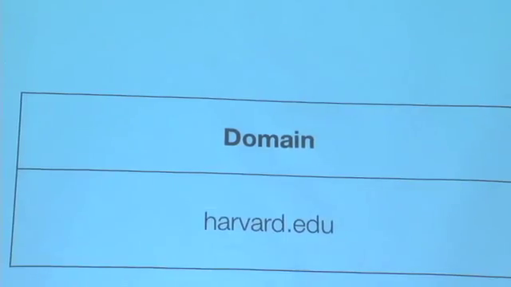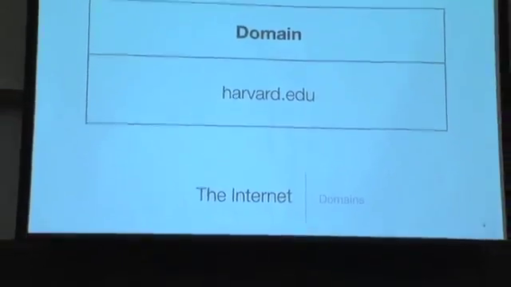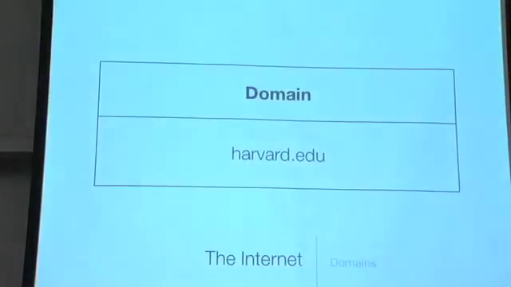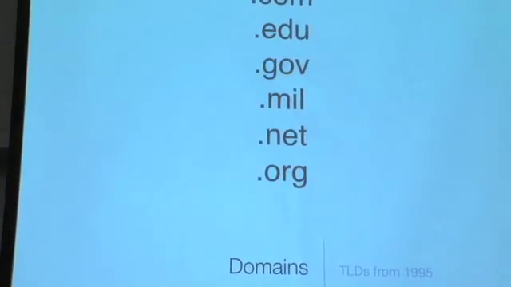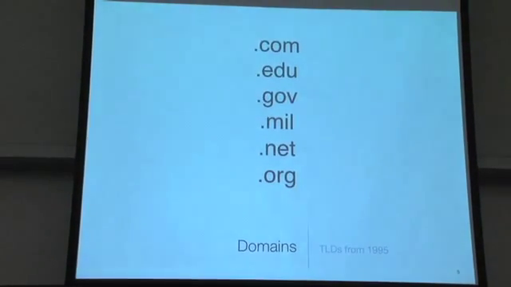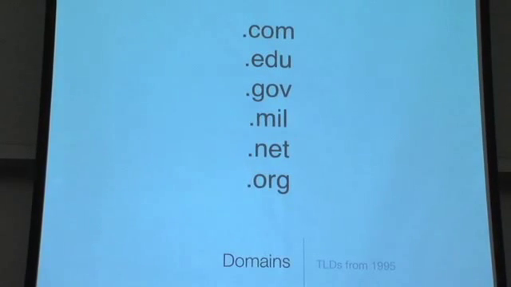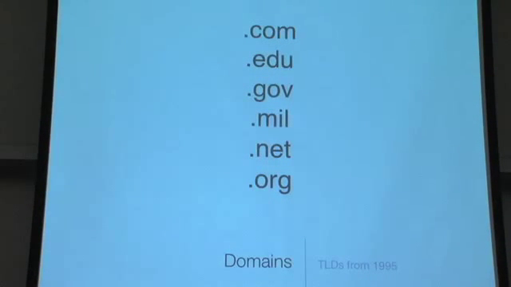But realize that domains are made up of multiple segments, and the broadest segment is found on the far right, the .edu, and this is called a top-level domain. A while ago, probably about 15, 16 years ago, there were only a few top-level domains in existence, and you're probably familiar with most, if not all, of these, including .com, .edu, .gov, .net, .mil, and so on and so forth, .org.